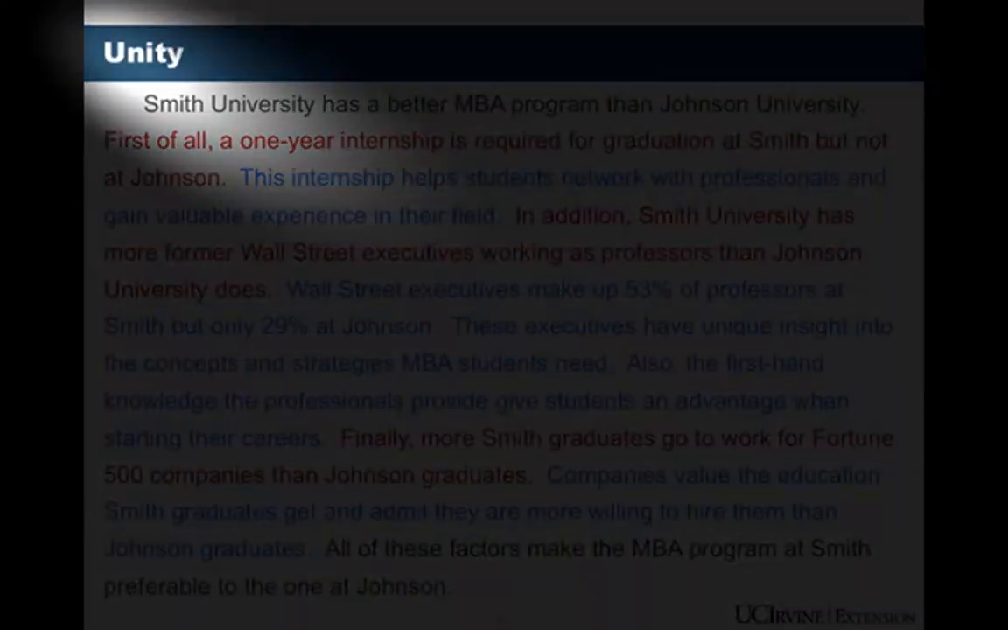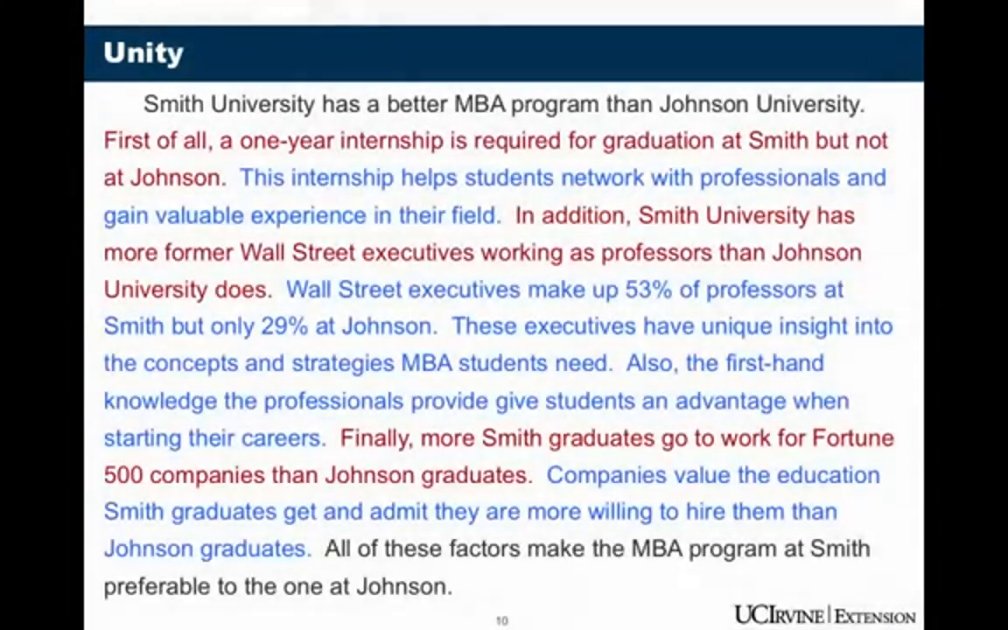The next thing we need to do to our paragraph is to check for unity. Unity means that all of the sentences in the paragraph are related to the topic sentence. So I need to check that all three of my supporting sentences are supporting the idea that Smith University has a better MBA program than Johnson University. Then I need to make sure my details and examples are helping to develop those supporting ideas. I cannot write about something that doesn't relate to my topic sentence.